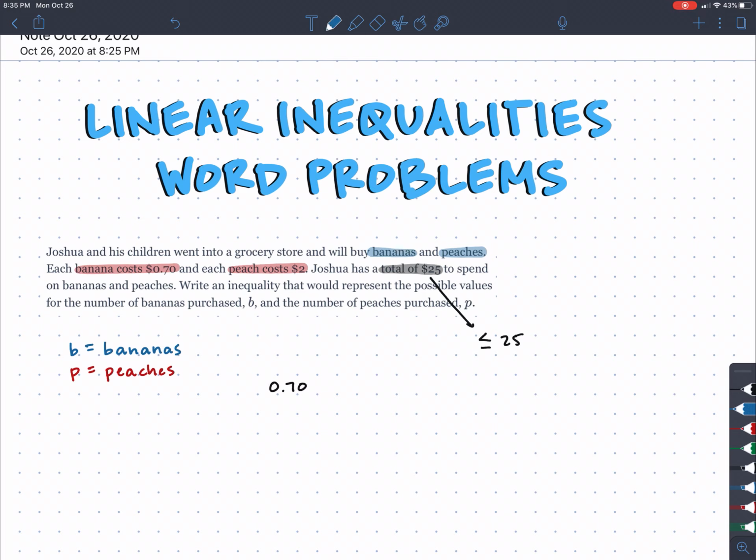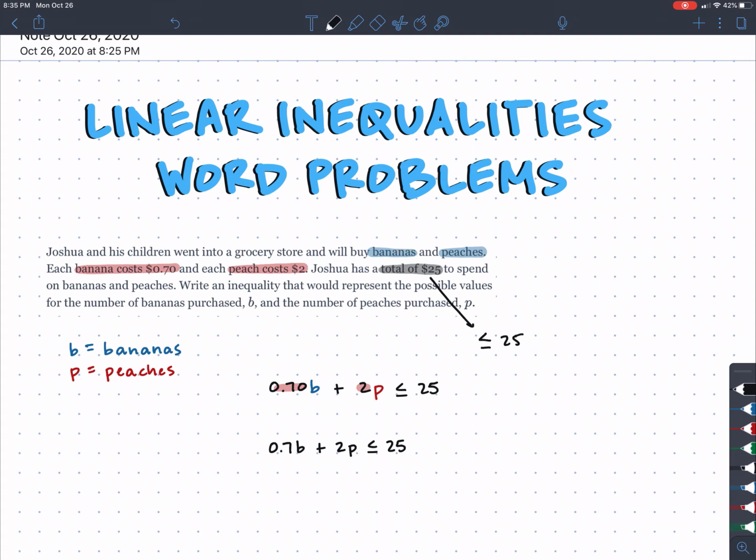0.70 times B. And to that we are adding 2 times P. So this is saying our bananas cost 70 cents and our peaches cost $2. If I add that cost together, the sum should be less than or equal to $25. So our inequality is 0.7B plus 2P, and that is less than or equal to 25.